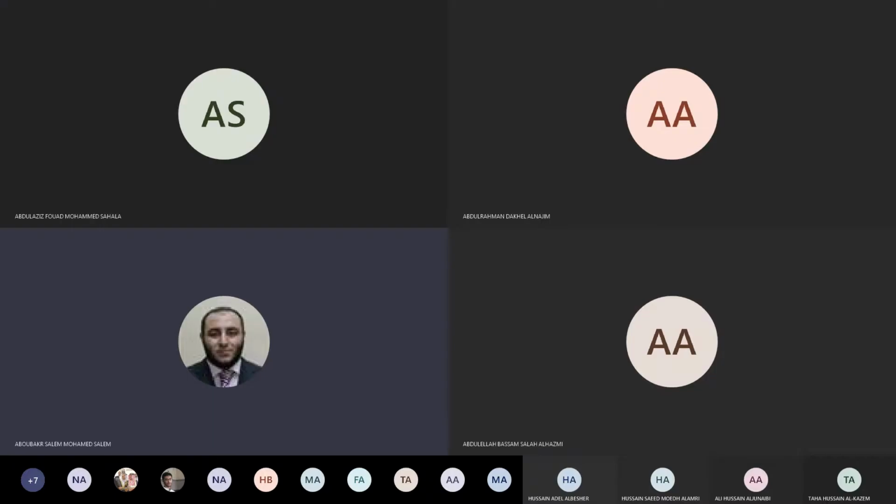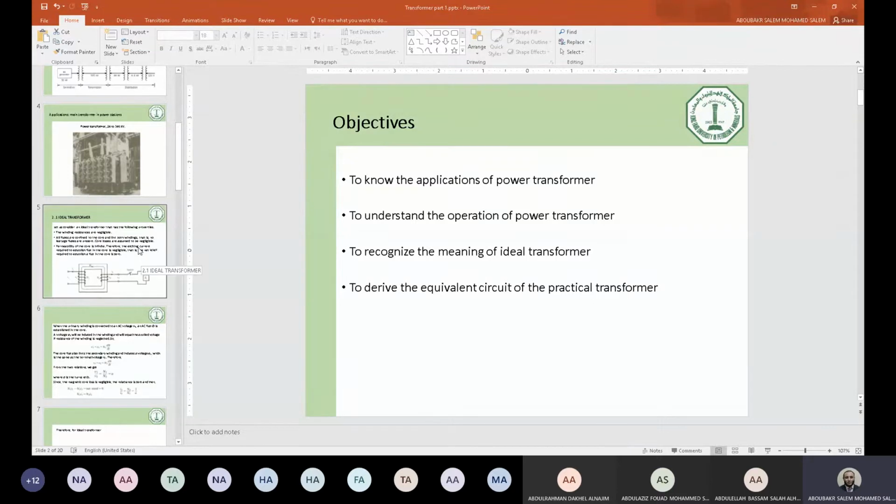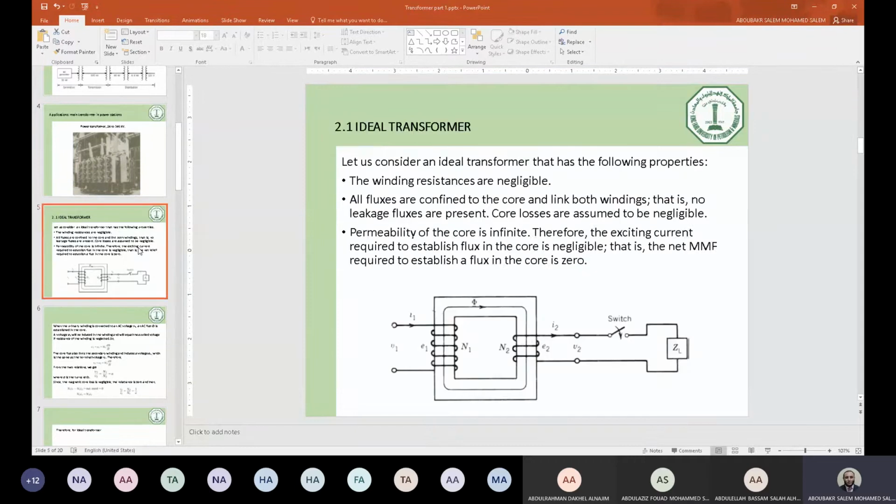Today, inshallah, we will continue the topics of electrical transformer. Last class, we discussed the electrical transformer, what is the meaning of transformer, and why we need transformer in electrical grids. And we discussed the ideal transformer, and we agreed together for the ideal transformer.